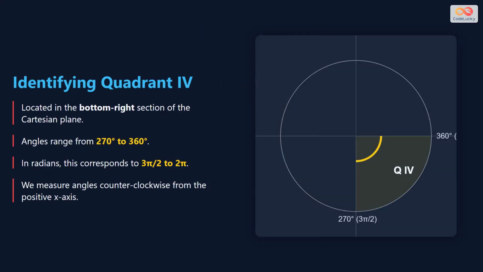First, let us locate the fourth quadrant. It is found in the bottom right section of the graph. This quadrant contains angles measuring between 270 degrees and 360 degrees. If you are working in radians, this corresponds to the range from 3π/2 to 2π.